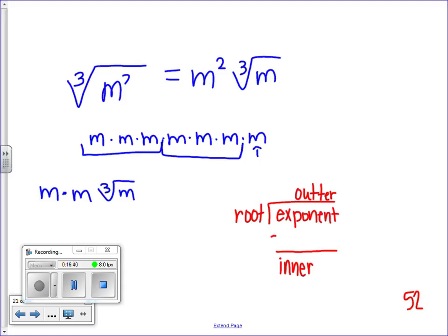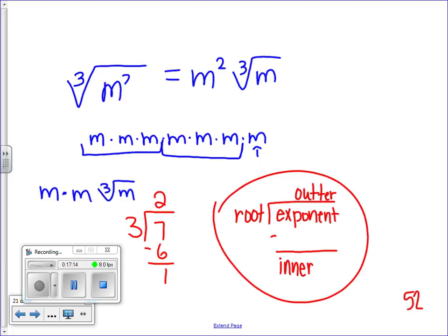The exponent goes in, and the root goes out. 3 goes into 7 how many times? 2, with 1 left over. Look, outer exponent, inner exponent. Way easier when you have M to the 52nd than drawing out 52 M's and putting them in groups of 3. Okay, so let me show you. You have this written. You have that written.